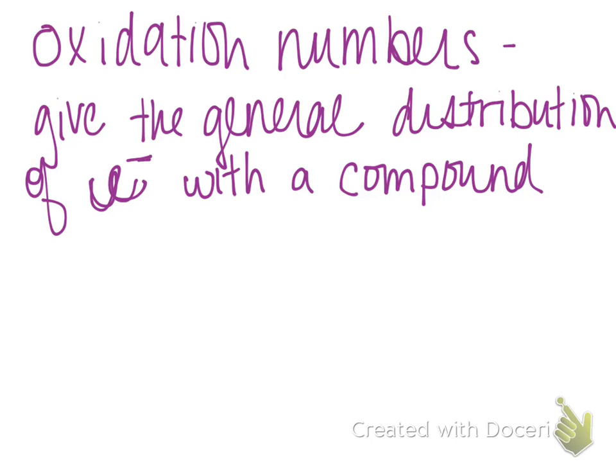This is an e with a minus. That's how I abbreviate electrons. Okay. So it gives us the general distribution of electrons within a compound.